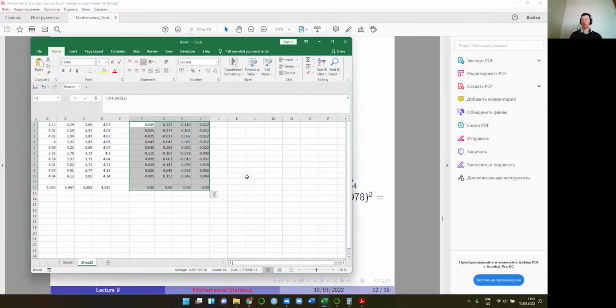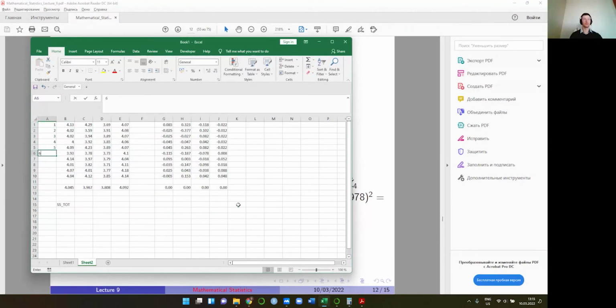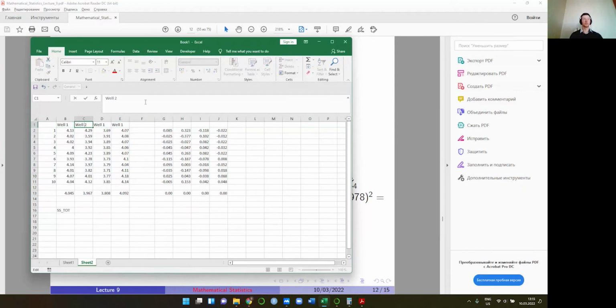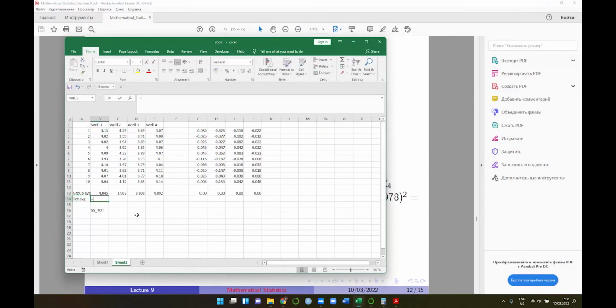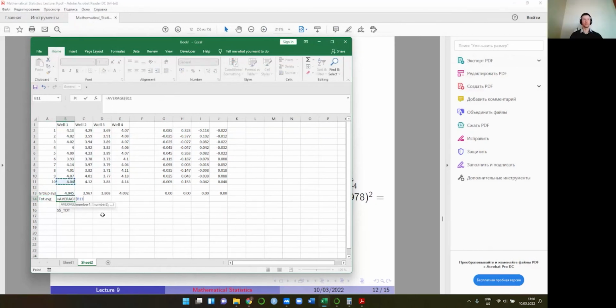I demonstrated how these differences disappear. So if I calculate the sum of squares total, what should I do? First of all, I want to calculate, let me make it better, 1, 2, 3, 4, 5, 6, 7, 8, 9, 10. And also we want to make this, well, 1, 2, 3, and 4. Okay. So this is the group average, right? And the total average is going to be calculated simply as the average of all these 40 numbers.